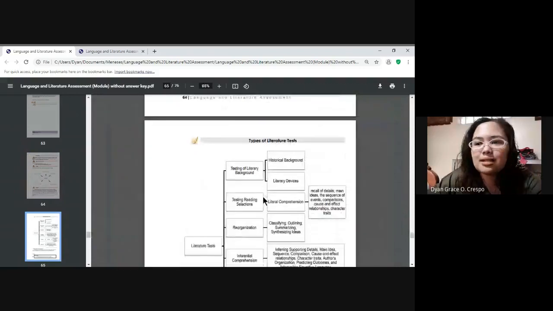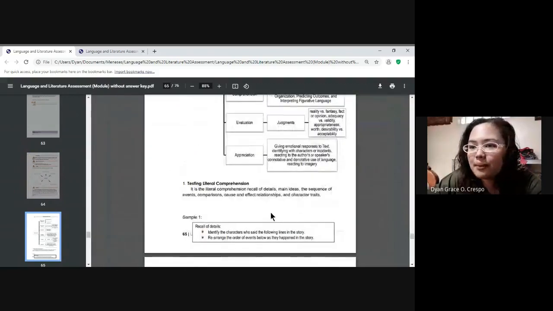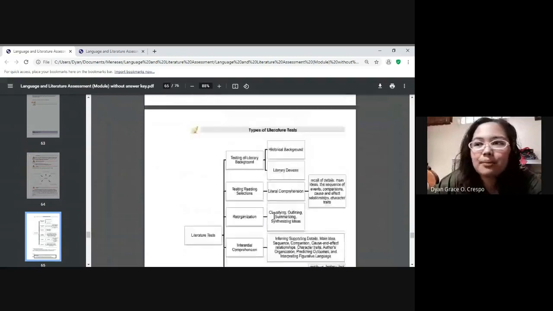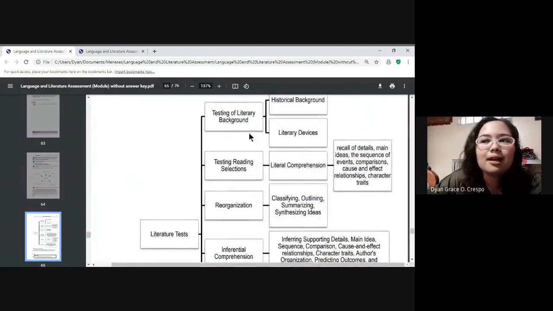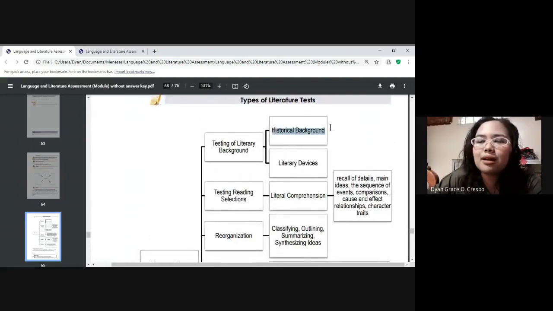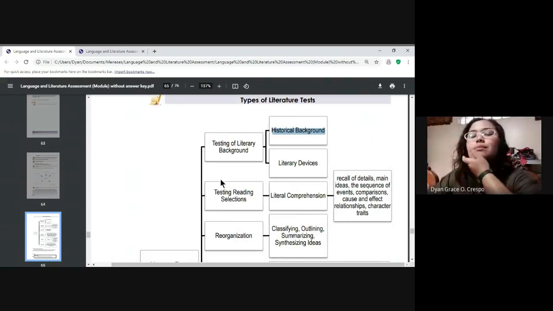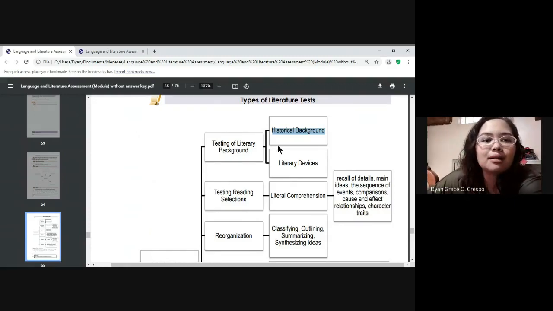Ito yung gusto kong gawin nyo sa exam. So, one is we have the testing of literary background. So, para natin sinecheck yun. We have historical background and literary devices. So, sa historical background, dun natin makikita history books like Jeremiah Sanoli and Elfie Lee, some their historical background. So this testing of literary background, makikita natin doon. We could see that the author wrote something that has something to do with the past.